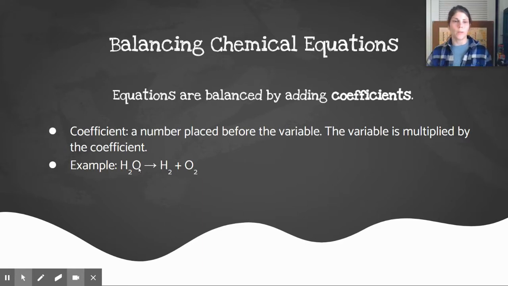But if you look at this equation, we're starting with 2 atoms of hydrogen and 1 atom of oxygen. We're ending with 2 atoms of hydrogen, which is good. That's what we started with, but we are ending with 2 atoms of oxygen. You can't start with 1 atom of oxygen and end with 2. That violates the law of conservation of matter.